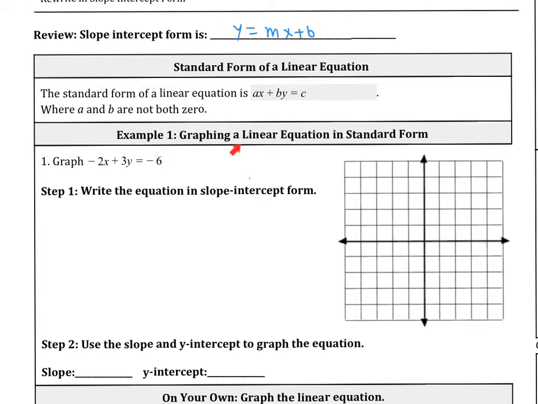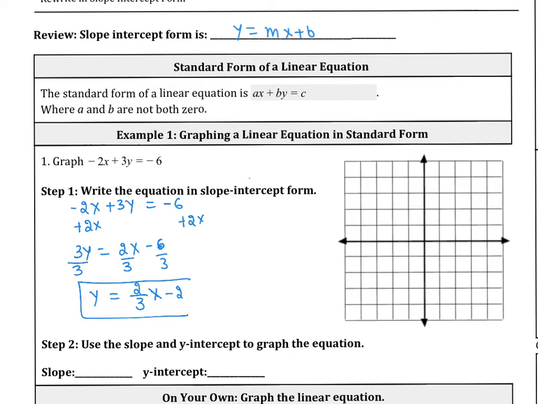Example number 1. Graphing a linear equation in standard form. Number 1 is graph negative 2x plus 3y equals negative 6. Write the equation in slope-intercept form. To do that, we need to isolate the y. So we're going to add 2x on both sides. You're going to get 3y equals 2x minus 6. And now you're going to divide by 3, so we can isolate the y. So y equals 2 over 3 x minus 2.